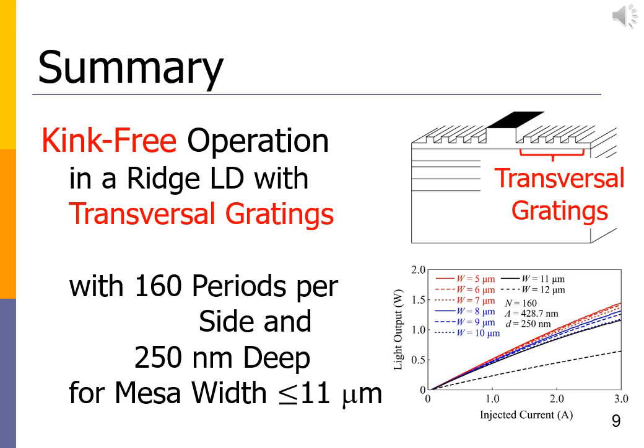Finally, I would like to summarize my talk. To improve kink levels, ridge-type semiconductor lasers with transversal diffraction gratings were investigated by simulation. It is found that kinks do not appear when the number of grating periods on one side is 160 and the grating depth is 250 nanometers for the mesa width of 11 microns or narrower.